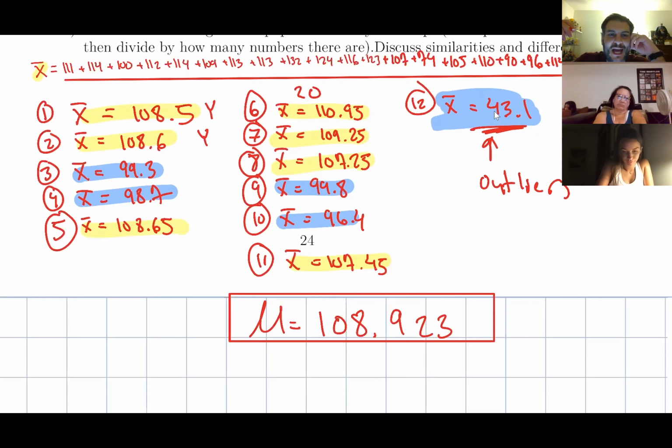What about 99.3? Was that close or is that pretty far away? No, so we'll put no. What about 98.7? Is that close? Yeah, so we'll put no. What about 108.65? Cool. All right, so yeah, unanimous. What about 110.95? All right, very picky over here. No. What about 109.25?